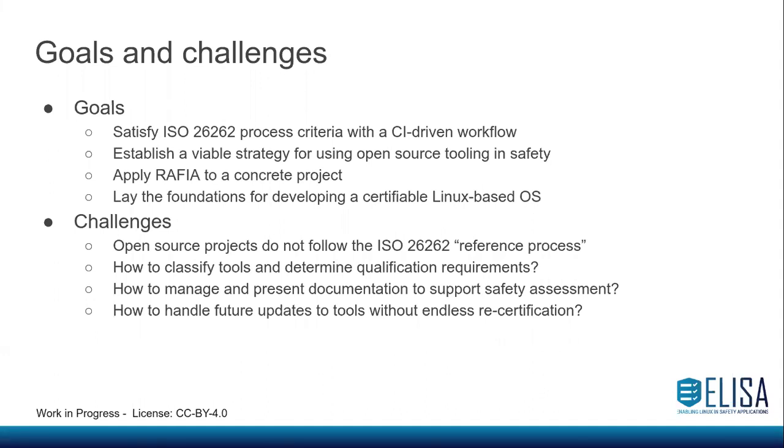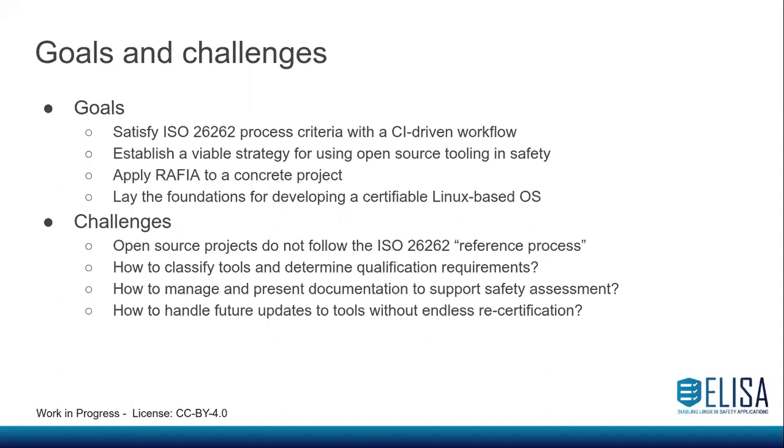The challenges with this are ones that we've talked about at ELISA on a number of occasions, which are that open source projects, while they have some useful engineering practices, do not map to the reference processes that we see documented in the safety standards. Another question we needed to answer was how can we classify the tools that we want to use and work out how or whether they need to be qualified. ISO 26262 has a section on tool qualification that goes through the process of classifying them according to their impact on the outputs of the safety case and their ability to detect errors.